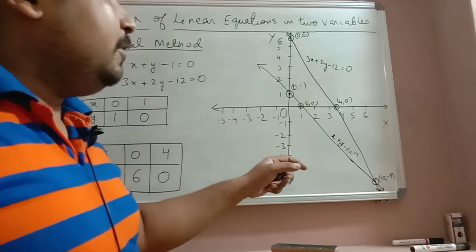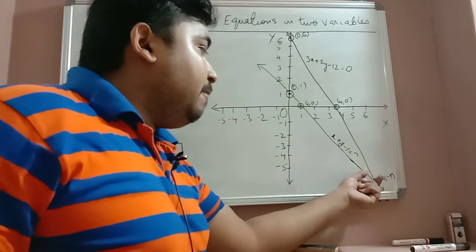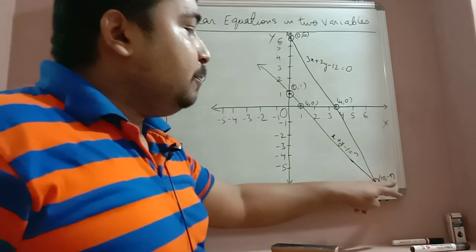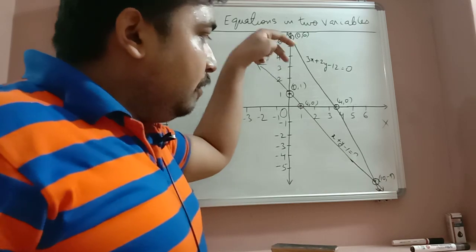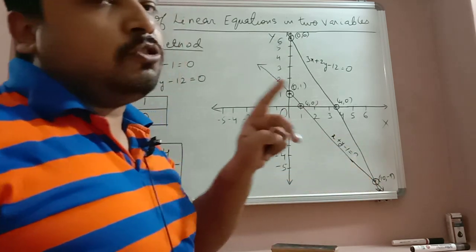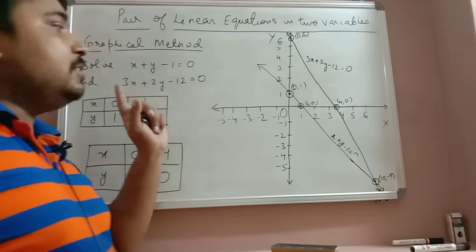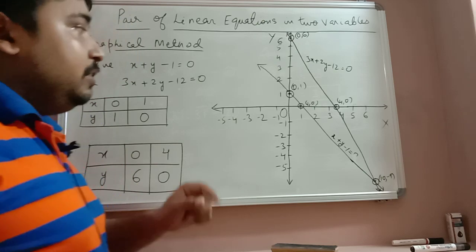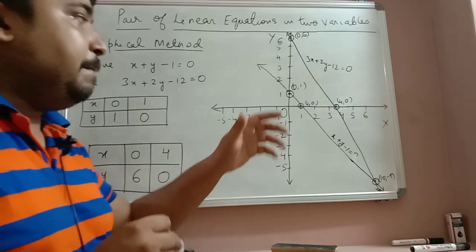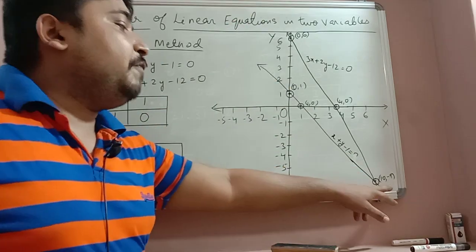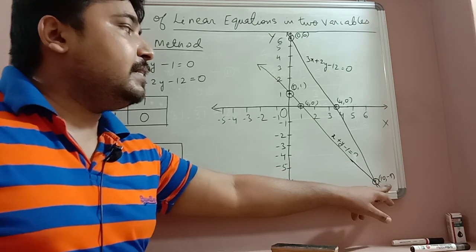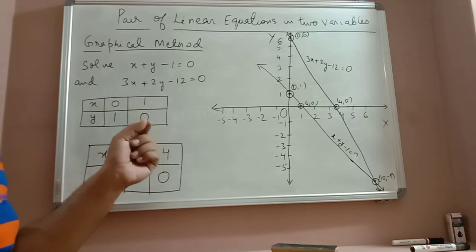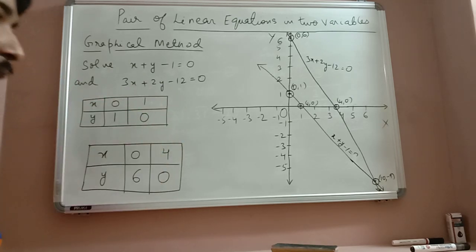Now it's very difficult to determine this point here without graph paper. So I have solved these two equations algebraically and found the point. The point of intersection of these two lines will give me the solution of the linear equations in two variables. So (10, -9) is the solution to this pair of equations. If you do this on graph paper, it will be very simple to locate this point (10, -9). The point of intersection gives me the solution of the linear equations in two variables.